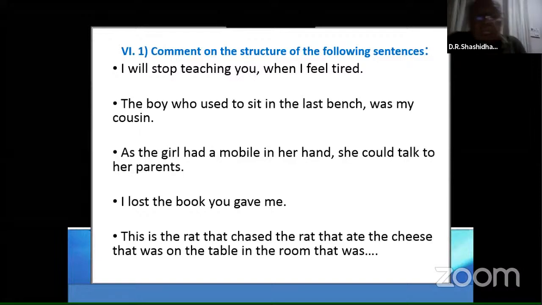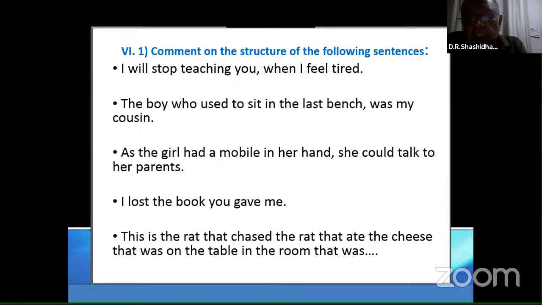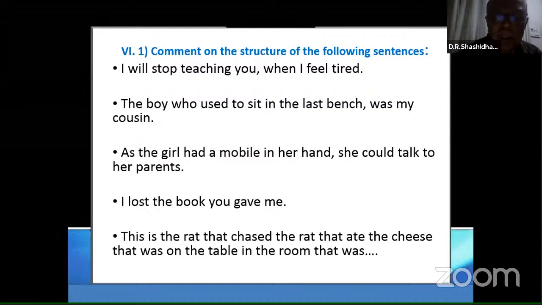And now look at the last one. This is the cat that chased the rat that ate the cheese that was on the table in the room that was. There is a slight spelling error in the slide; it should have been "cat that chased the rat." What's your inference? Yes, a complex sentence can be a combination of a simple sentence plus more than one subordinate clause. You are absolutely right, Asha. Thank you very much for your response. And now we go on to the next one.